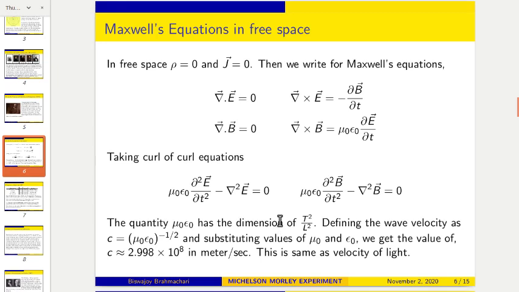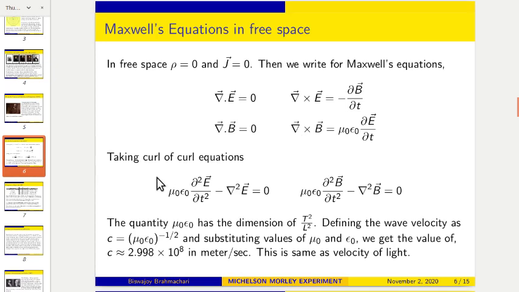Then you can see that the velocity of these waves is related to mu0 epsilon 0. Mu0 epsilon 0 has dimension of T squared by L squared, and the velocity of these waves is called c. c is (mu0 epsilon 0) to the power minus half. This is the velocity of electromagnetic waves. But if you substitute mu0 and epsilon 0 here, you will see that this c, the velocity of electromagnetic waves, is the same as the velocity of light.